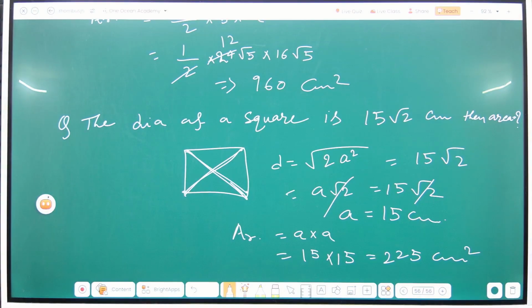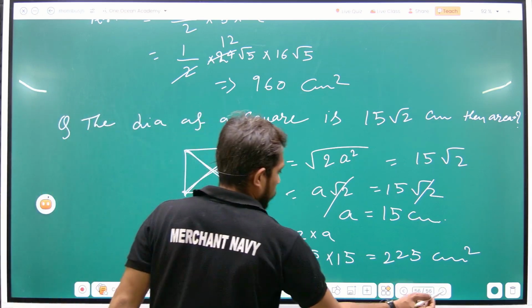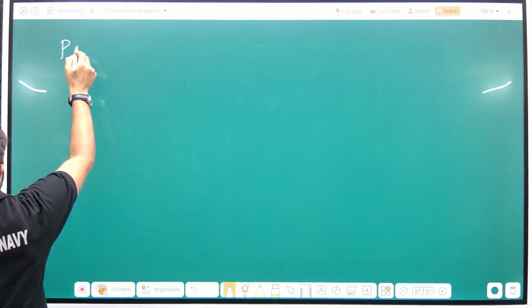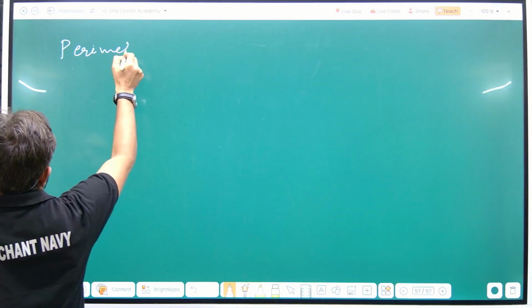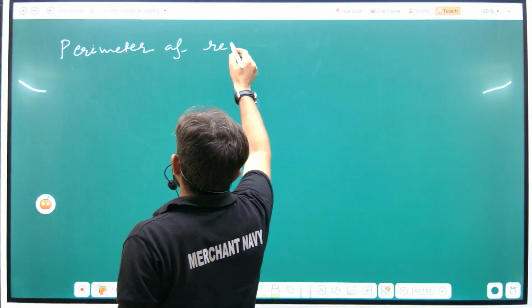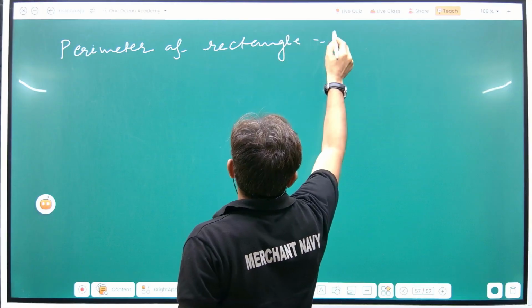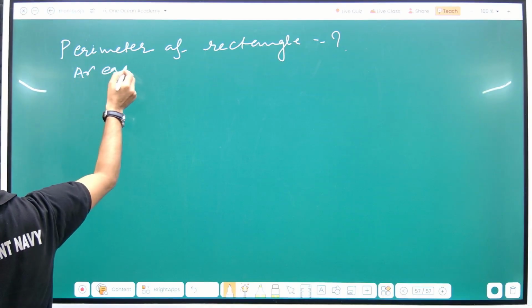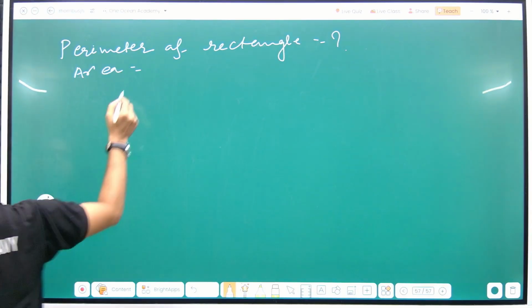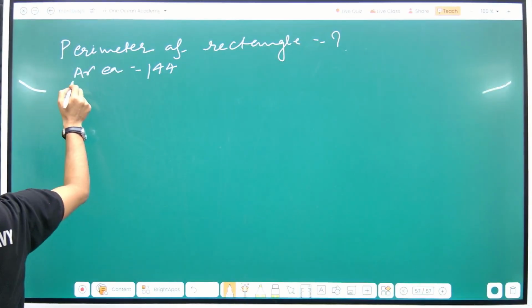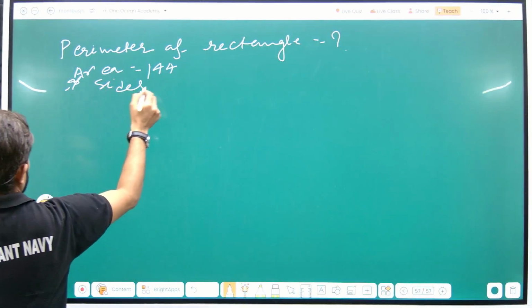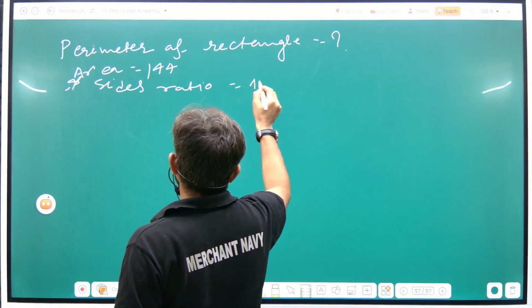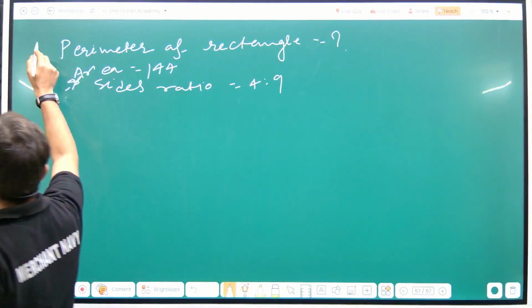Now the perimeter of a rectangle having area equal to 144 centimeter square and the sides ratio of 4:9. So what is the perimeter of the rectangle if the area is equal to 144 and the sides ratio is equal to 4:9?